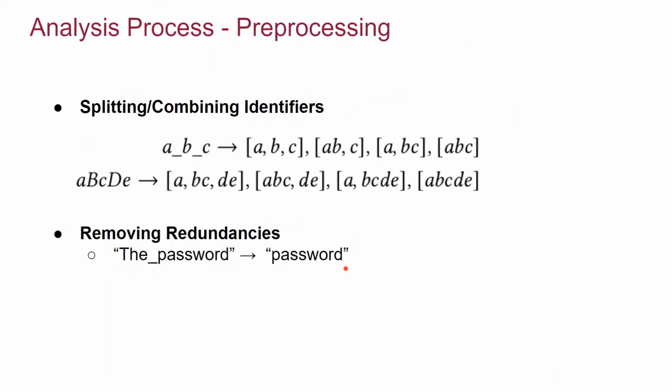Let's look at the analysis process. Usually a variable's name has some specific format, for example, A-B-C or A capitalized B, C capitalized D, E. So first of all, we need to split and combine them into several arrays for future analysis. We also need to remove some redundancies. For example, in the name the-password, because "the" is not meaningful, we can remove it.